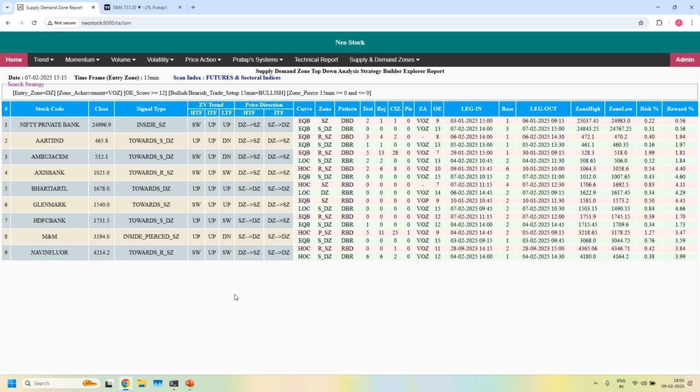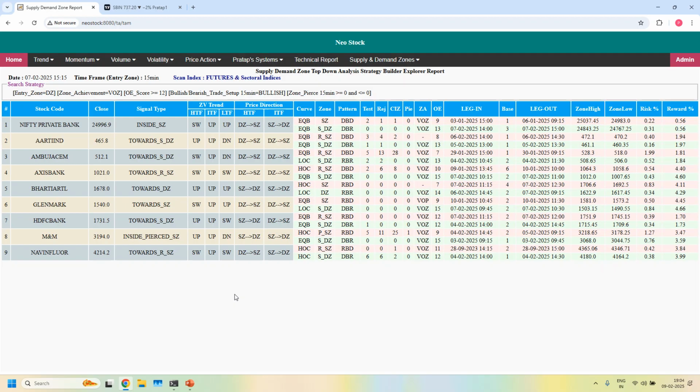What is LTF? 15 minutes. What is ITF? 75 minutes. What is zone confluence? The 15-minute zone should overlap with 75-minute zone. That means 15-minute zone should be part of the 75-minute zone. Okay, when 15 is part of the 75, what is the advantage we get? Because we believe when you compare lower time frame order flows and higher time frame order flows, higher time frame order flows are much stronger because time frame is bigger.